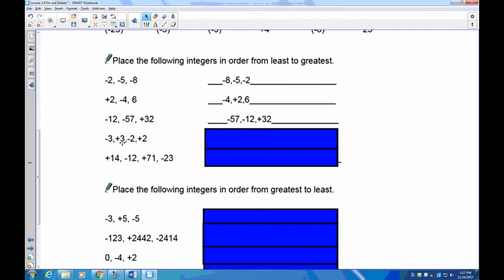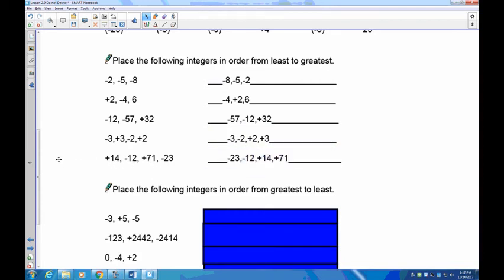And now we've got bigger negative. The biggest negative is -3. The next biggest negative is -2. And then, of course, followed by 2 and then 3. So on a number line, it would look like this. And, of course, the biggest negative is -23. So you'd be starting with -23, -12, and then, of course, 14 comes before 71. So that's what that would look like.